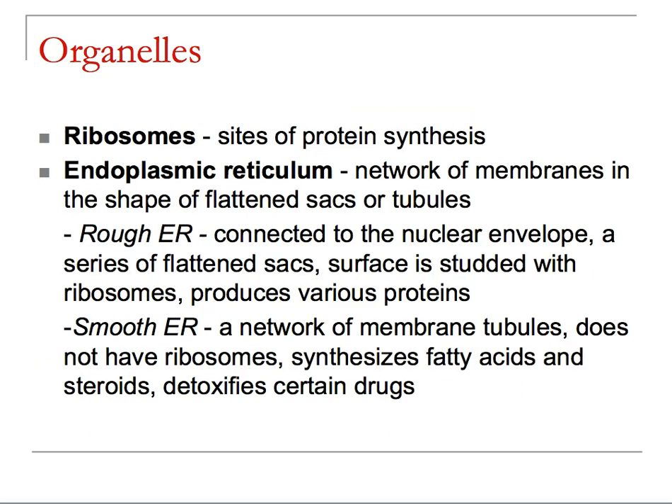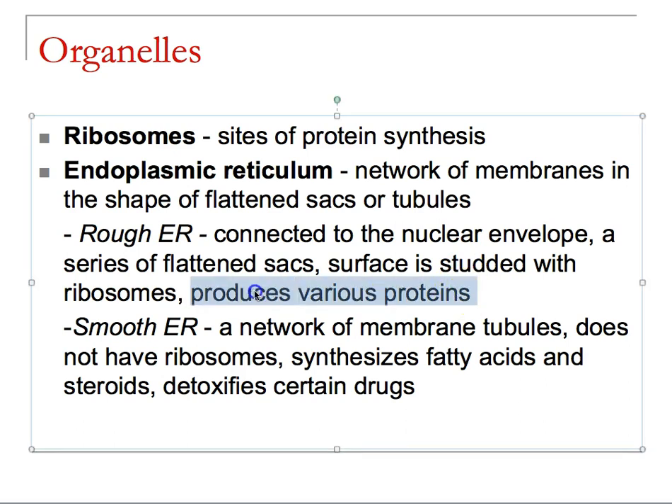Other organelles include the ribosomes, which are the site of protein synthesis, which is what everybody says, right? But what are they? The rough endoplasmic reticulum is a network of membranes, flattened sacs or tubules. You have the rough ER and the smooth ER, and the rough ER itself is connected to the nuclear envelope. We're going to use it as the site for the production of various proteins that are not being used inside the cytosol of the cell.